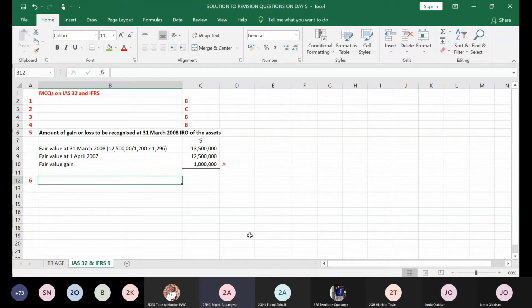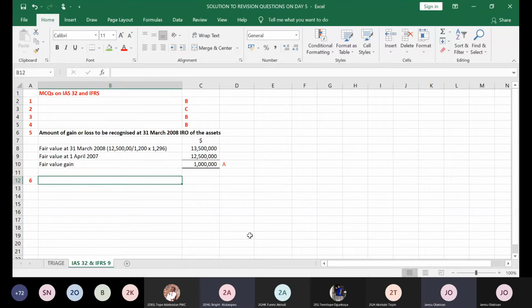A 5% loan note was issued on 1st April 2010 at its face value of 20 million. Direct costs of the issue were $500,000. The loan note will be redeemed on 31st March 2013 at a substantial premium. The effective interest rate is 10% per annum. At what amount will the loan note appear in the statement of financial position as at 31st March 2012?